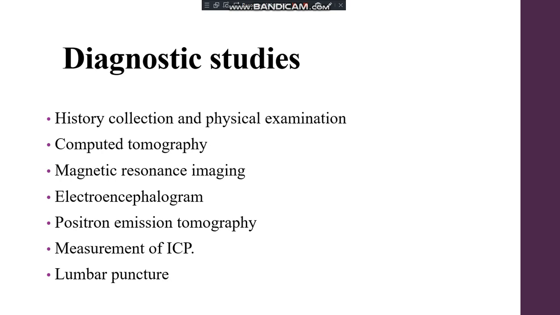Then electroencephalogram (EEG). The alterations in electrical nerve signals can be identified through this electroencephalogram. Then positron emission tomography, PET scan. That is to identify any intracranial space occupying lesions like tumors or any abscess, etc. So in order to identify that, we will be doing a PET scan.